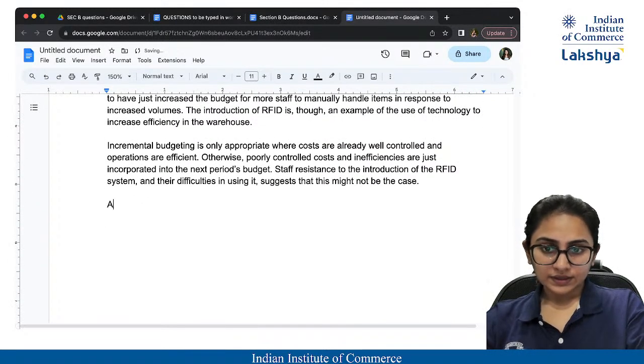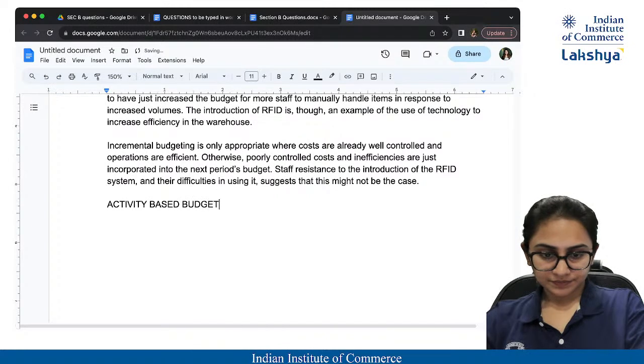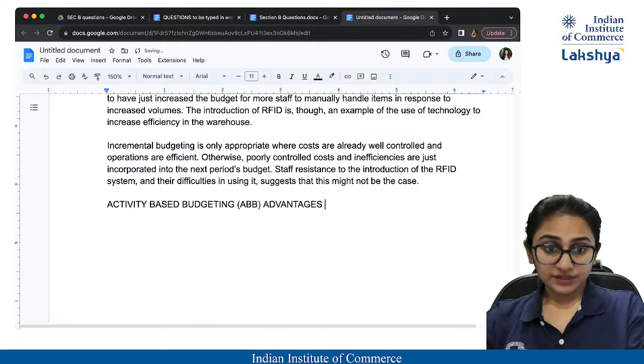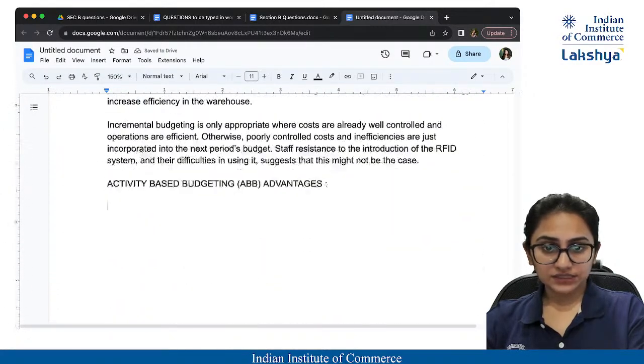Then activity based budgeting. Advantages. What are the advantages if the company switches to ABB, that is the activity based budgeting?